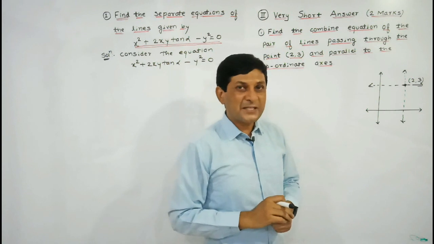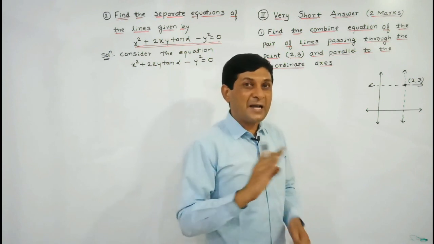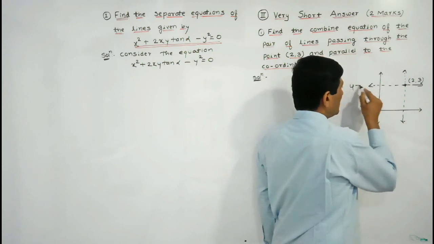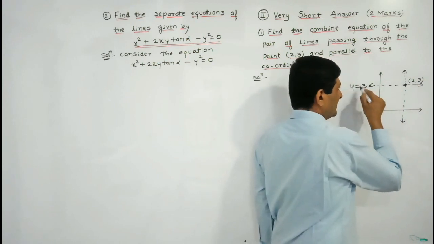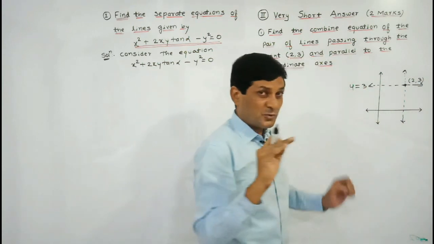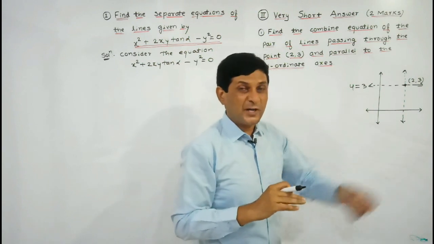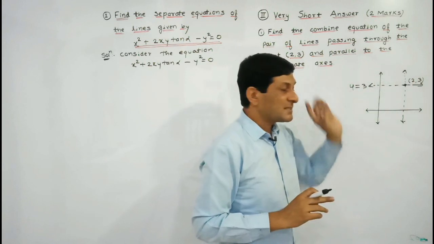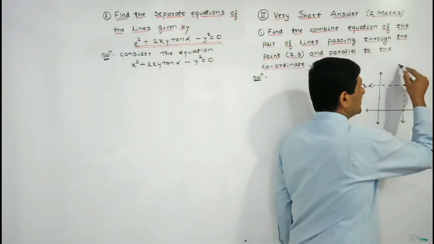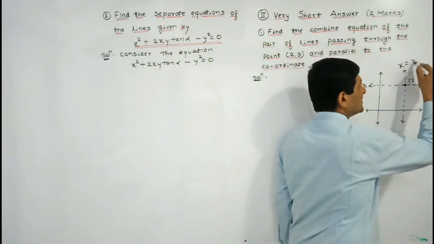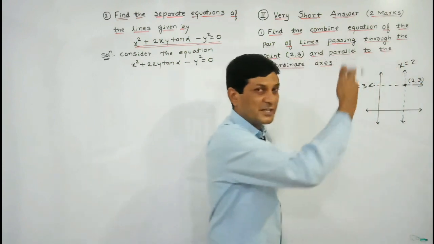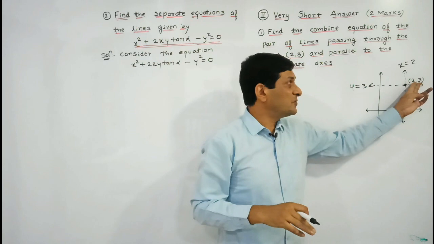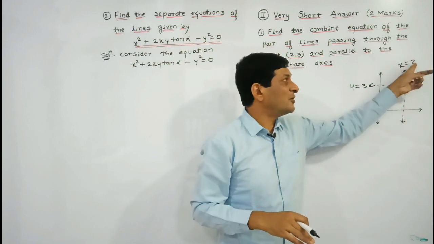We know that if a line is parallel to the x-axis, at that time its equation is y is equal to constant. What is that constant? 3. y is equal to 3 means the y coordinates of all the points on this line are the same. Now if a line is parallel to the y-axis, at that time its equation is x is equal to constant. What is that constant here? 2. x is equal to constant means the x coordinates of all the points on this line are the same. One point is given to us, so that's why we get the value of this constant.